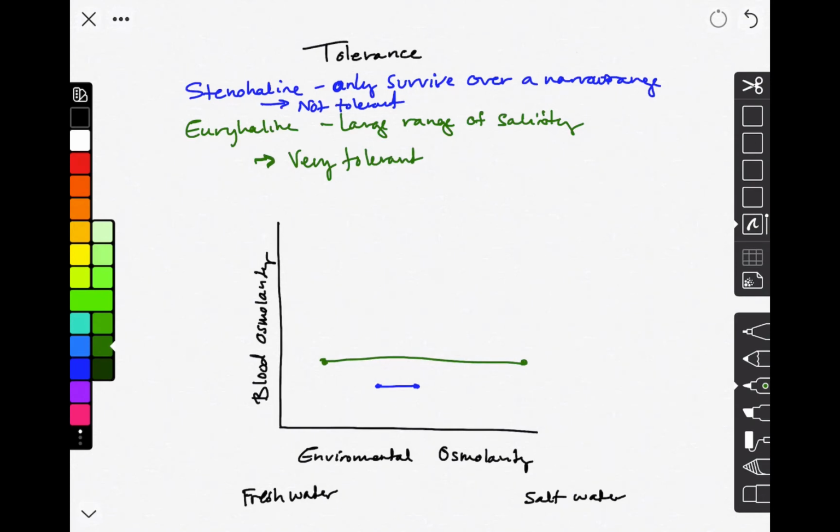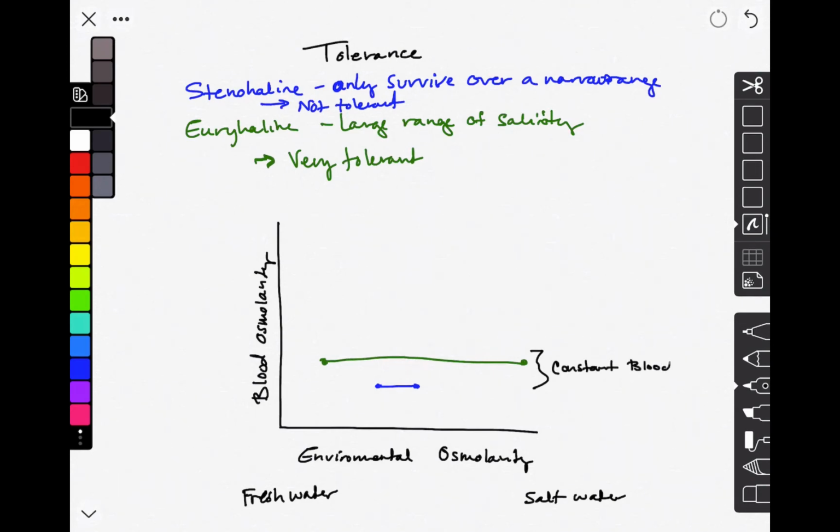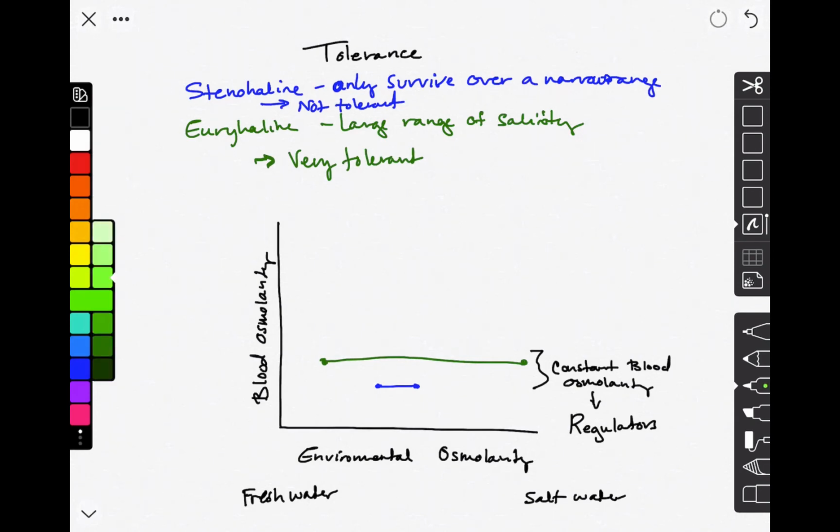But I want you to notice something here. Notice in these lines that I just drew, this blood osmolarity is constant, even when the environment changes. What that means is that these guys are regulators. We can draw what conformers look like, and I'm going to use a slightly different color, although I guess I'll try to use the same shade. A conformer's blood osmolarity will increase as the osmolarity of the environment increases, because it's going to be matching the environment, it's conforming. So this is a conformer.